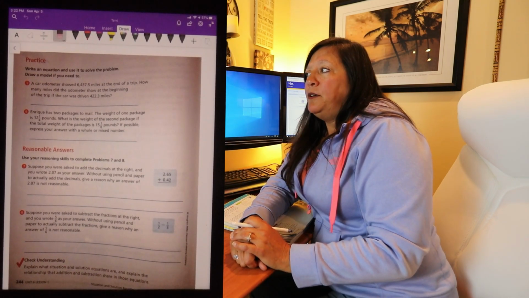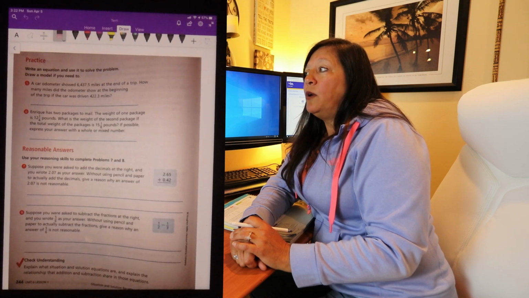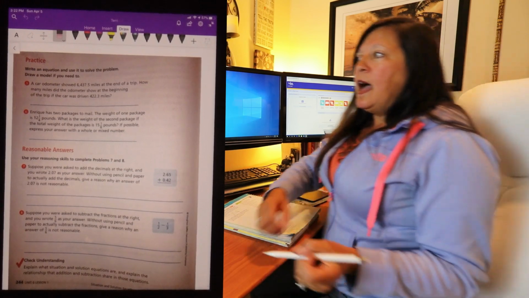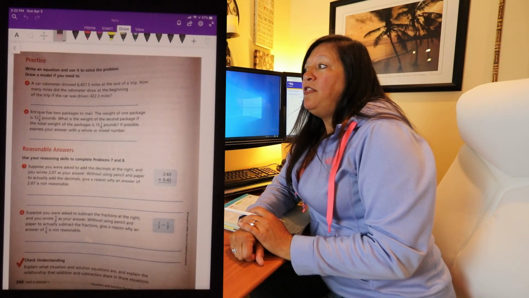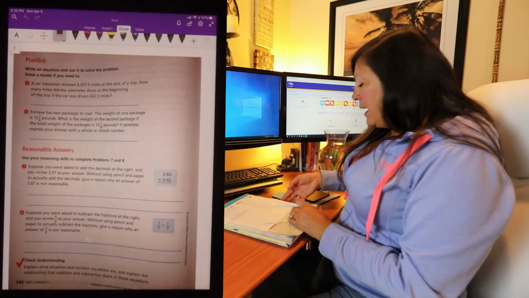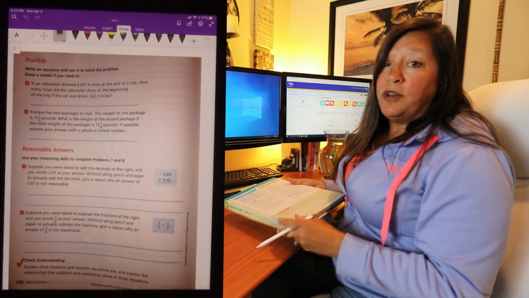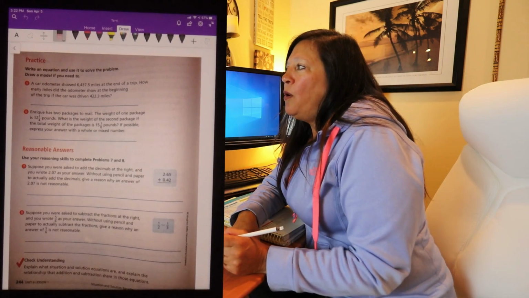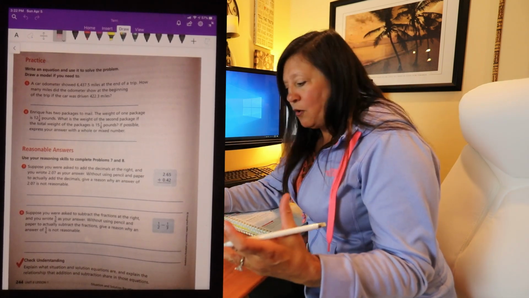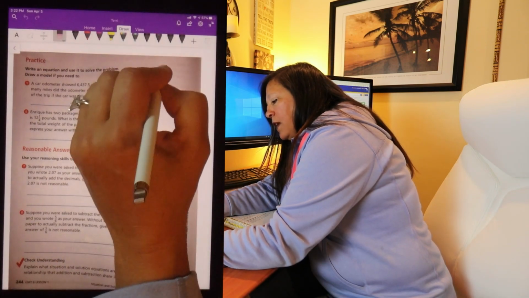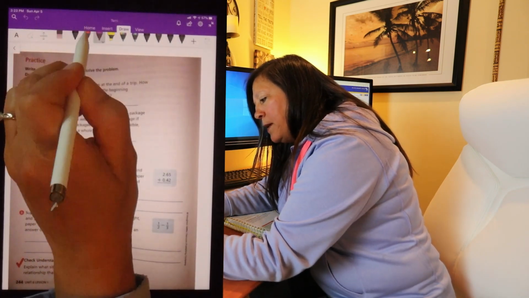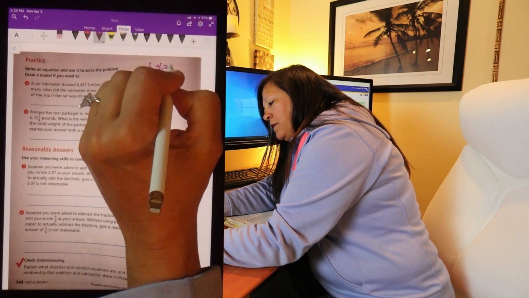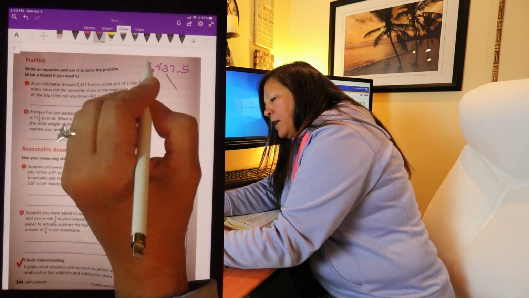A car odometer shows 6,437.5 miles at the end of a trip. How many miles did the odometer show at the beginning of the trip if the car was driven 422.3 miles? All right, so we know the total distance they drove. So that's the top of our math mountain. Get my pen out here again. So 6437.5, that's the top of our math mountain.